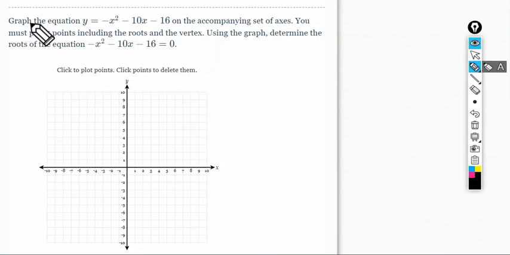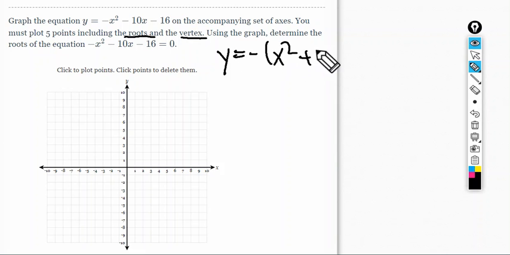Okay, so it says graph the equation, and it says you need the roots and the vertex. Now, when I'm looking at this, it's not in vertex form. And so my suggestion, if you need roots, you factor it. Okay, you need the roots. That means you need to solve. How do you solve? Just like last unit, you factor it.